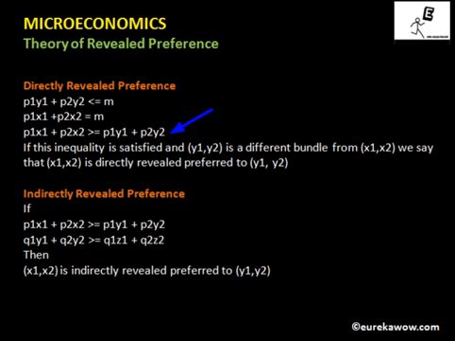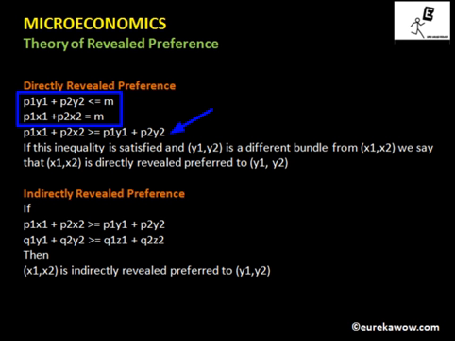And since the bundle y1, y2 was lying below the budget line, therefore P1y1 plus P2y2 was less than or equal to M. Therefore we arrive at P1x1 plus P2x2 is greater than or equal to P1y1 plus P2y2. And hence we say that the bundle x1, x2 is directly revealed preferred to y1, y2. However, it needs to be mentioned here that the bundle x1, x2 is different from the bundle y1, y2.